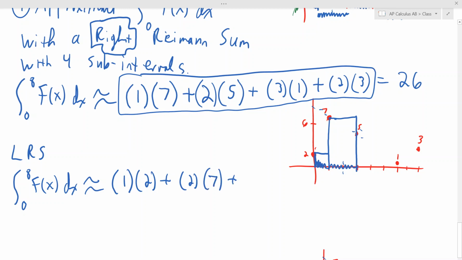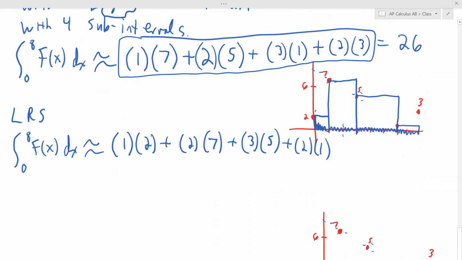Plus, my next rectangle has a base of 3 because we're going from 3 to 6, and it's going to have a height of 5. So the base is 3, the height is 5. Plus, my next rectangle has a base of 2, but it has a height of 1 now. So 2 times 1. You can add that all up, or again, you can leave it like that.